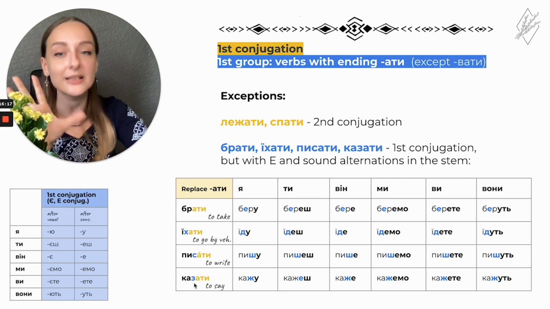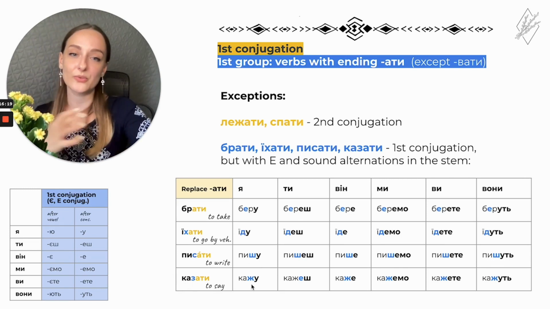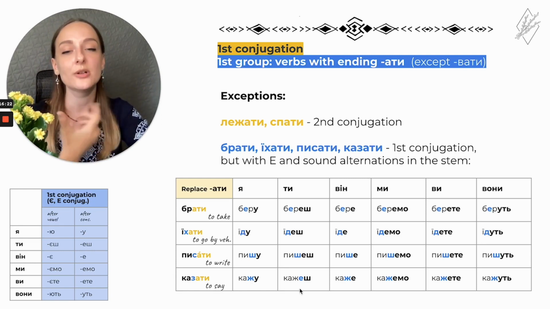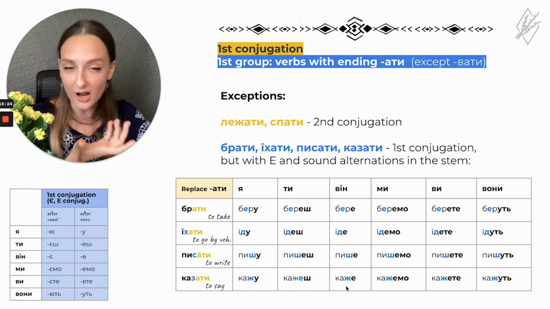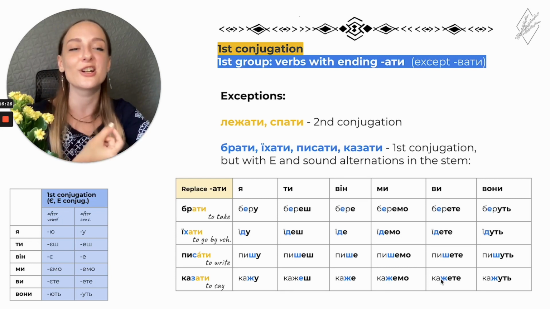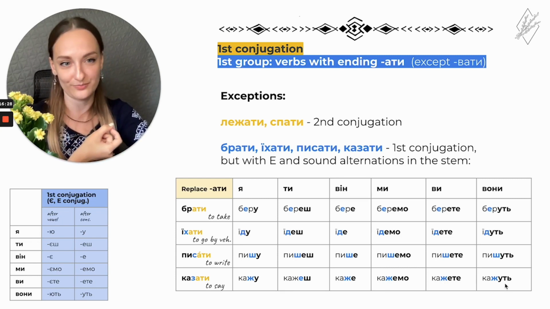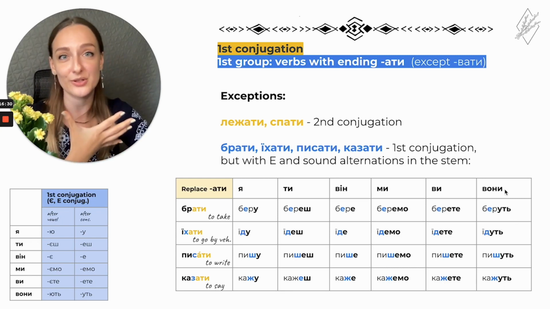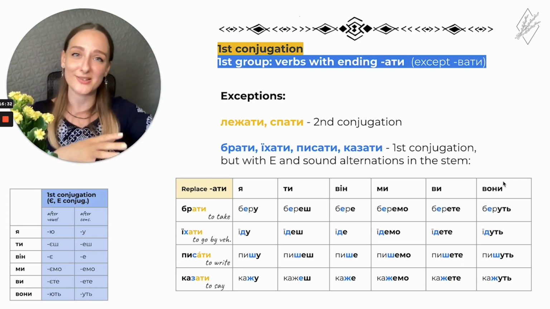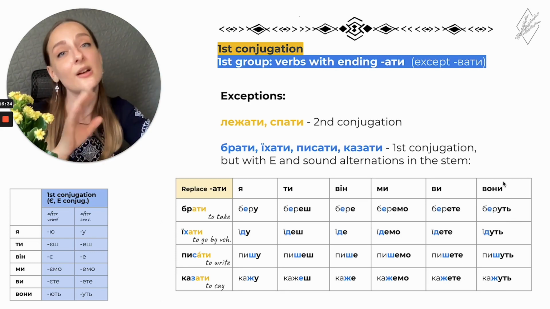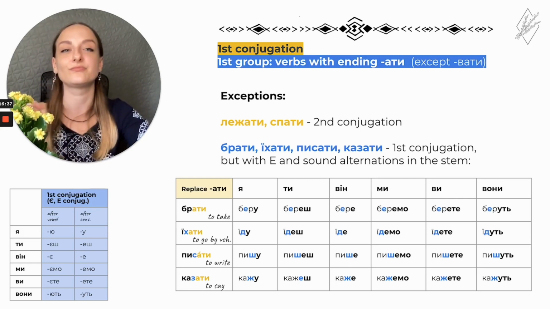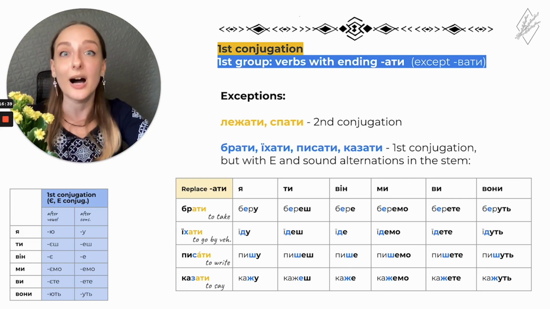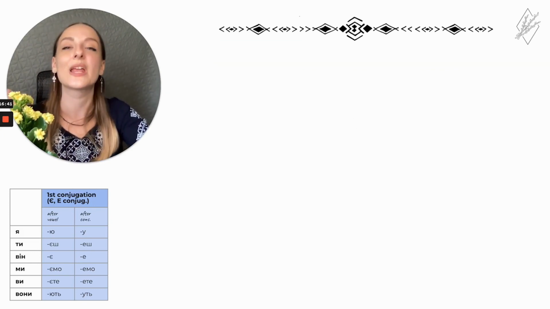Then казати, here we replace z with ж. Я кажу, ти кажеш, вона каже, ми кажемо, ви кажете, вони кажуть. We just must remember these verbs. That is why I want you to practice them separately after the lesson, because they are exceptions. Okay, so this was ending ati, first group.